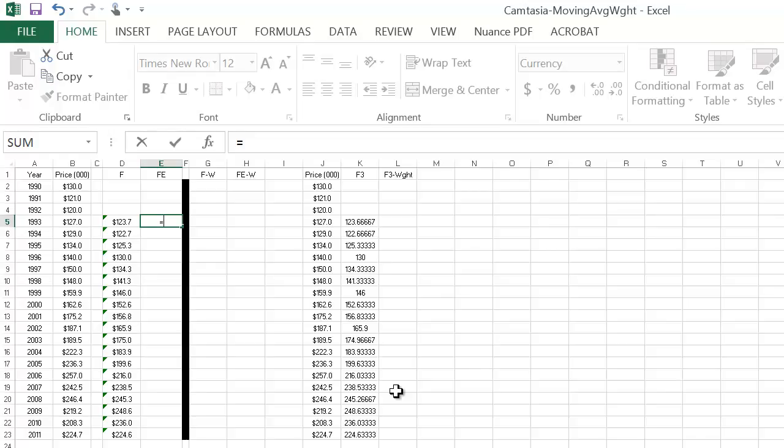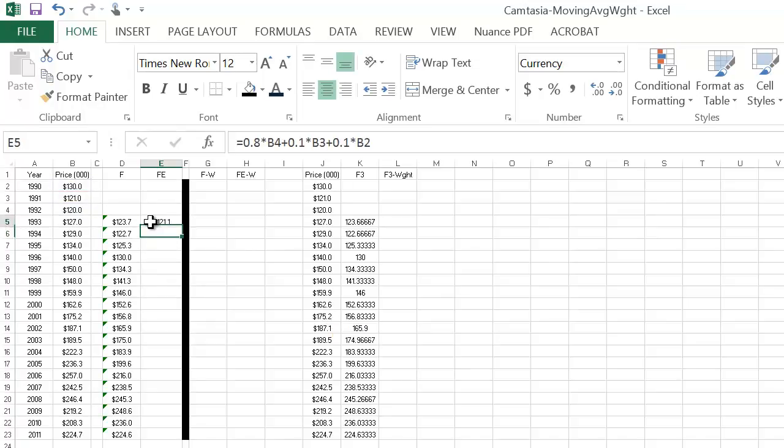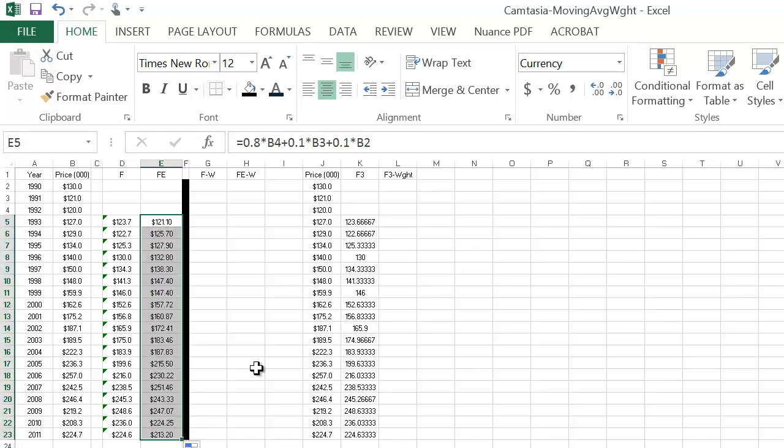So my forecast for the fourth period is equal to 0.8 times the most recent observation, which is the observation in period 3, plus 0.1 times the observation 2 periods back, plus 0.1 times the observation 3 periods back. Notice that the sum of the weights is 1. 0.8 plus 0.1 plus 0.1 is 1. But I've given more weight to the most recent observation. Okay, so this gives me my forecast for the fourth period, and I will copy this formula down for the remaining ones to get my forecast using this weighted moving average.